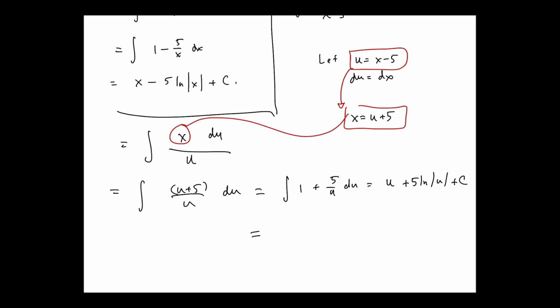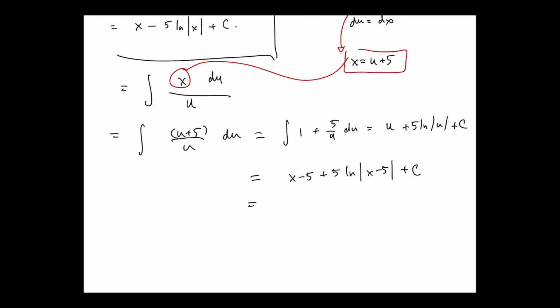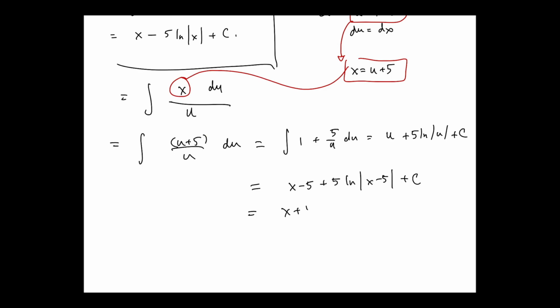Okay, final step. What should we do? Yeah, what was u? It was x minus 5. So I'm going to replace that. I could write it that way, or let me write it one other way, and then you guys can ponder whether or not these are actually equal to each other. Where'd the 5 go?